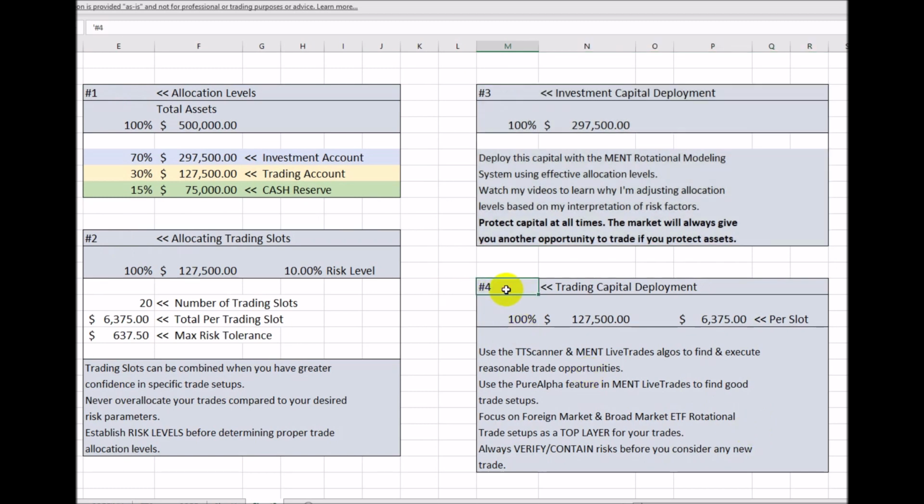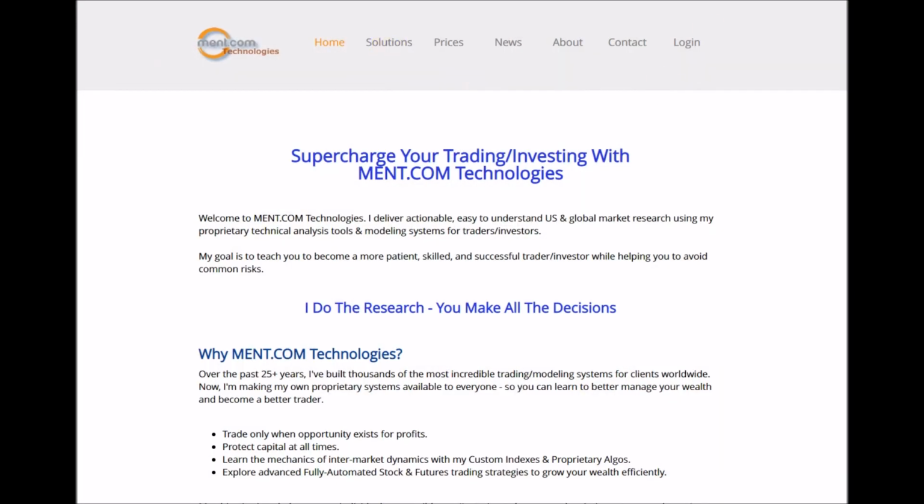Then deploy your investment capital using the Mint rotational modeling system. And then deploy your trading capital with either your own resources or the resources that I provide you with, TT Scanner and Mint Live Trades. And that's essentially the process. Okay, this is how you're going to become a better trader, by following the rules, learning to become an efficient trader, and then learning to use the resources that I provide you.